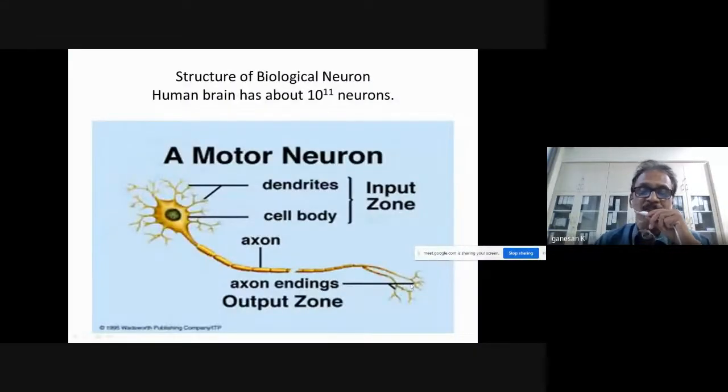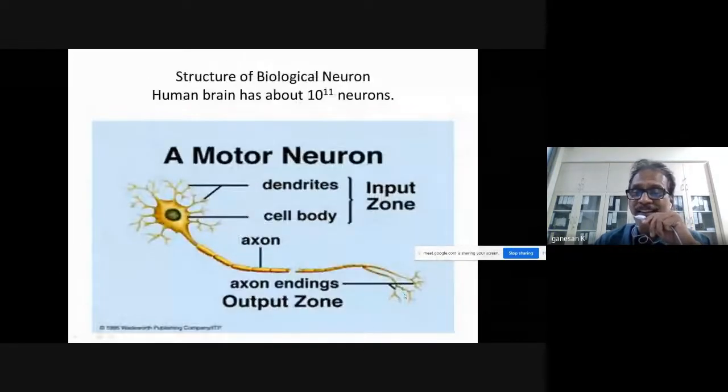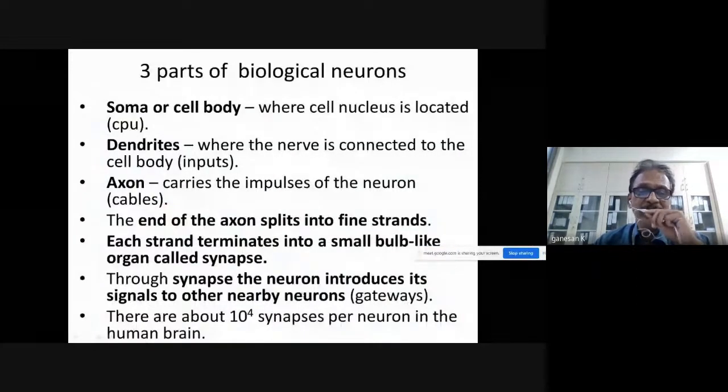As I mentioned, this cable is not going to deliver its output to only one neuron, but to many other neurons, right? I may decide to pass on my output to many other nearby neurons. In that case, the unit which splits your data, copies it and gives it to the other neurons is called the axon ending. Each strand terminates into a small bulb-like organ called a synapse. With this synapse, your next neuron will be connected. Through the synapse, the neuron introduces its signals to the other nearby neurons.